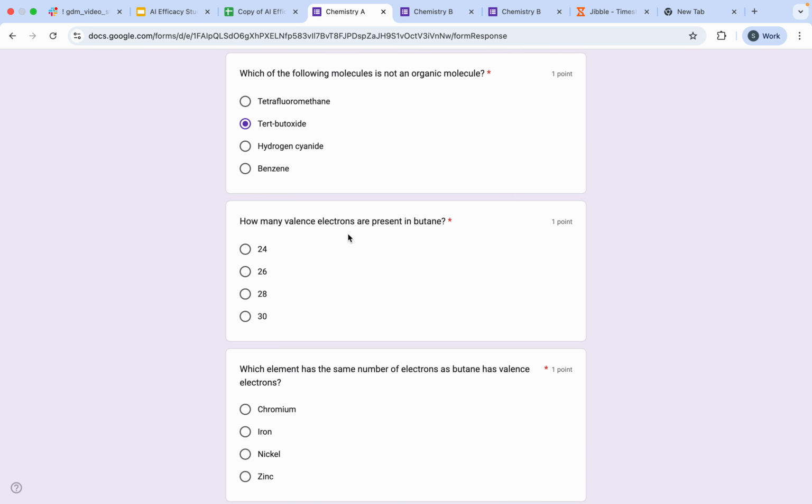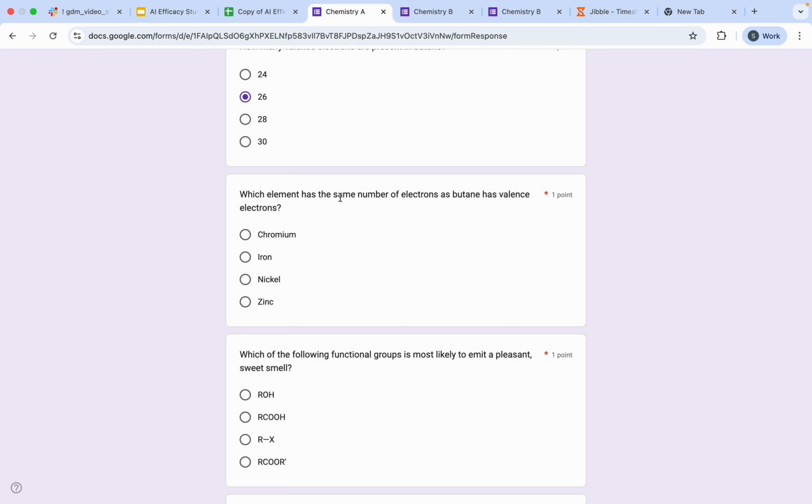How many valence electrons are present in butane? It is 20. We have options 24, 26, 28, 30. So the answer is, butane has, okay, options 24, 26, 28, 30. So 30 is not the answer. Yeah, 24 is also not the answer. So I think 26 is the right one. Okay, 26 is the right one.